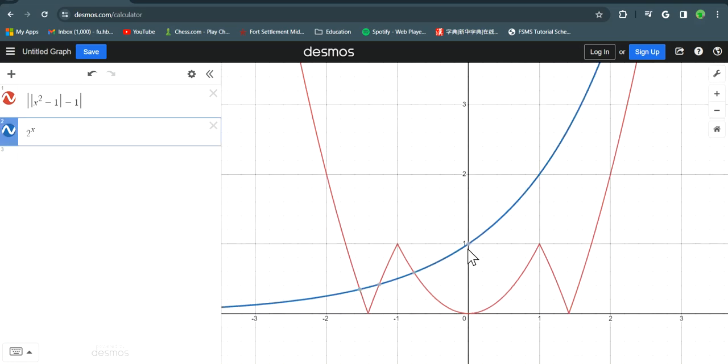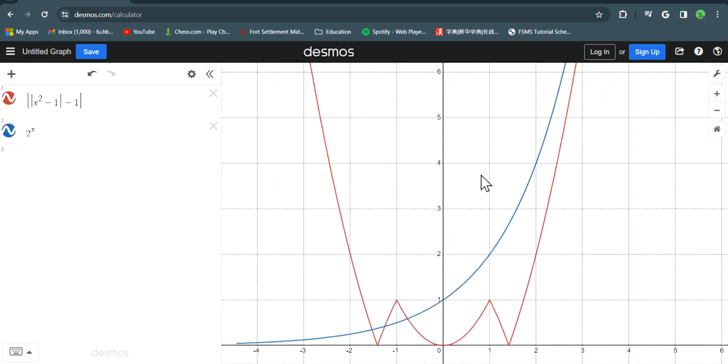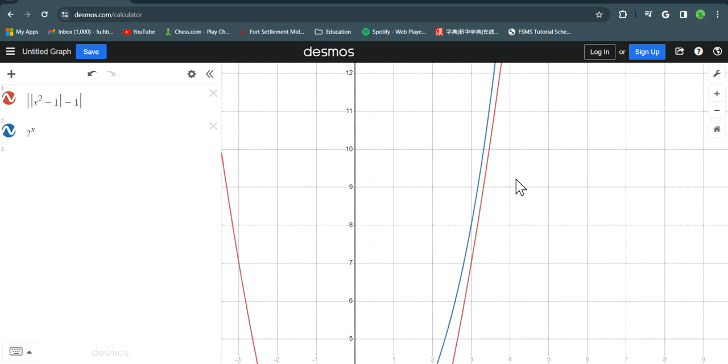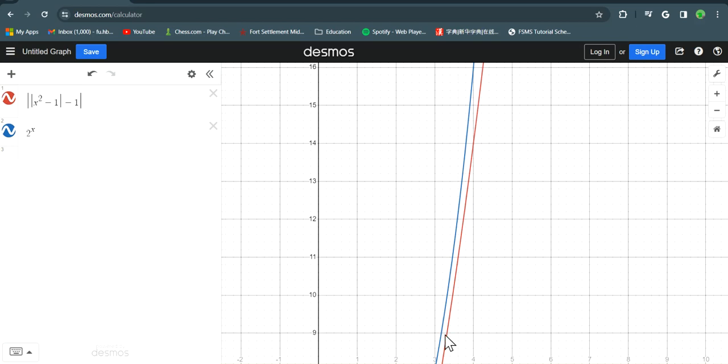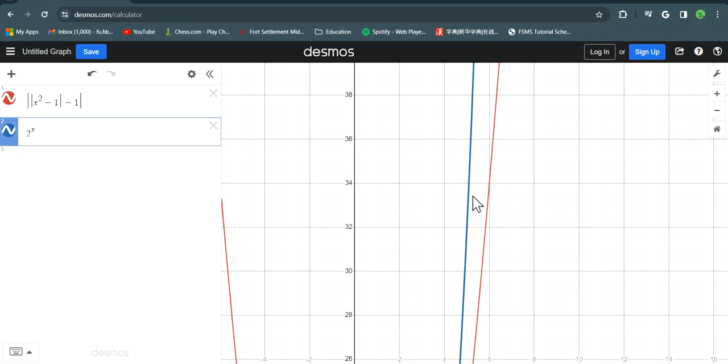One here, one here, one here, one here, and one here. So we can see that these 3 points will intersect. And as we go up here, we can see that it gets really close around over here, but it never touches. So the answer is 3.